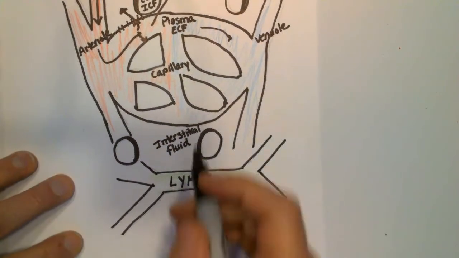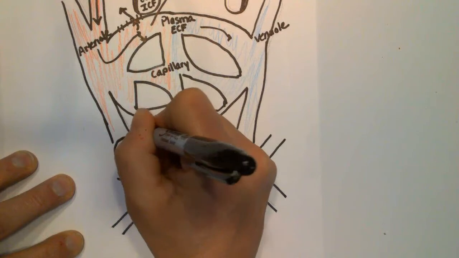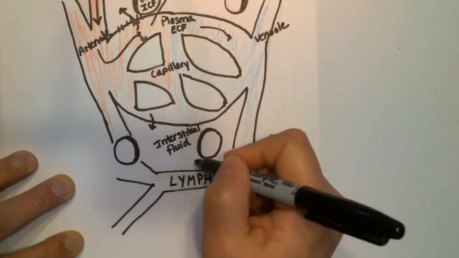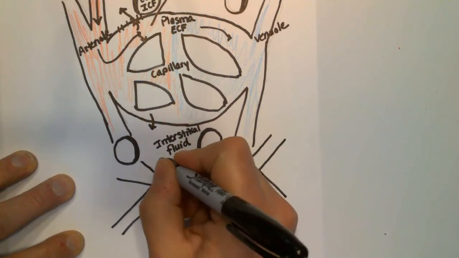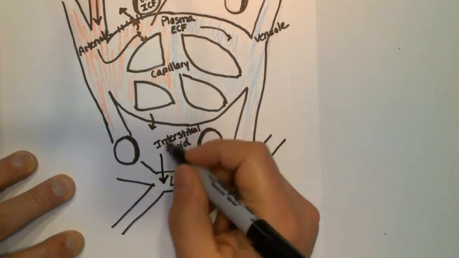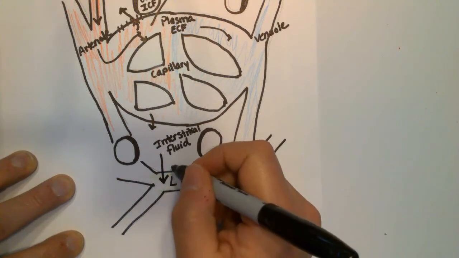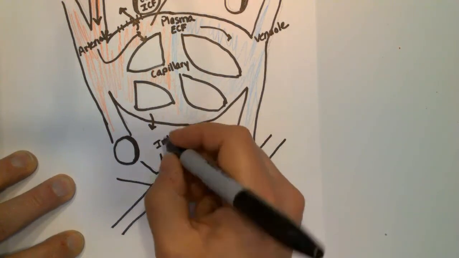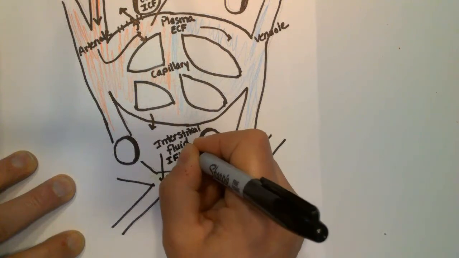Now, as the fluid builds up, and you can write another one of these down here, right? So hydrostatic pressure. As the fluid builds up in this interstitial space, it's going to cause the fluid to go from the interstitial fluid into the lymph. Again, because that water is putting pressure on these vessels and it's forcing the fluid into the lymph. And this would be called interstitial fluid hydrostatic pressure.